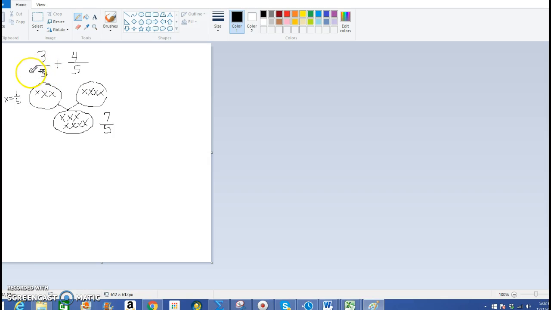Let's say these were 8s. My way of doing the problem would be exactly the same. I would say I've got 3 pieces, I've got 4 pieces, I count them all up together, I've got 7 of them. The only difference is my pieces have a different name. So my final answer would be 7/8 rather than 7/5. So the size of the pieces changed, but how many pieces I had remained the same.